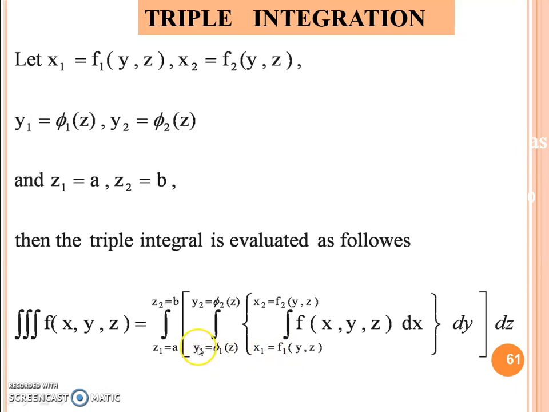Similarly, we are given the limit of y in the form of phi1 of z to phi2 of z. Either this limit is given in the form of z or it is constant. And the last limit is z from a to b. Here the limit of z is constant, so when we integrate the constant limit, we get the last answer as a constant value. Either y is constant and z is in the form of x, so then we integrate first with respect to z and then the constant limit, that is with respect to y.